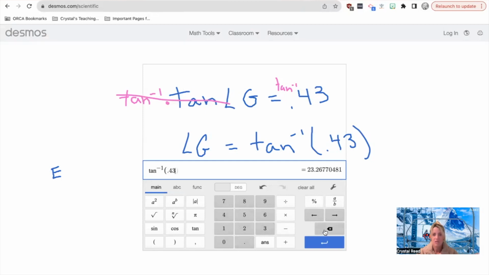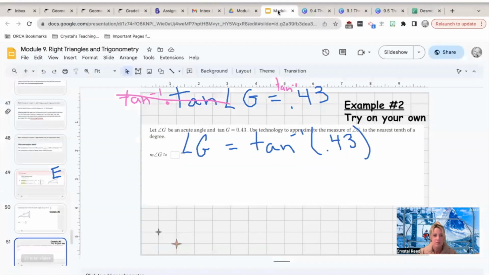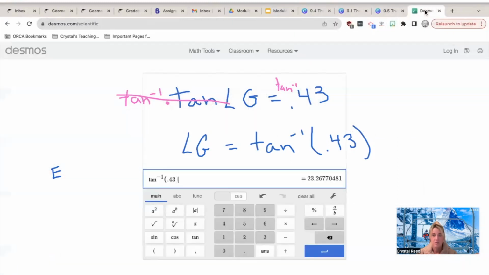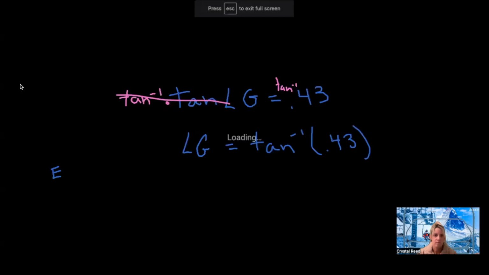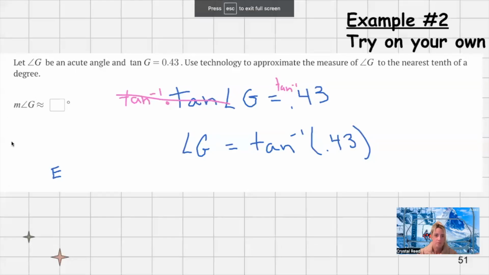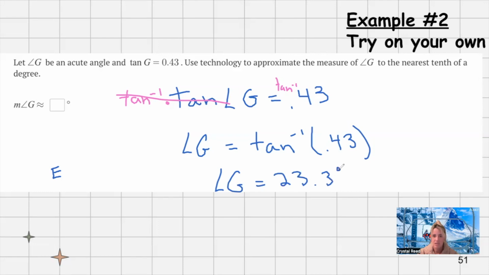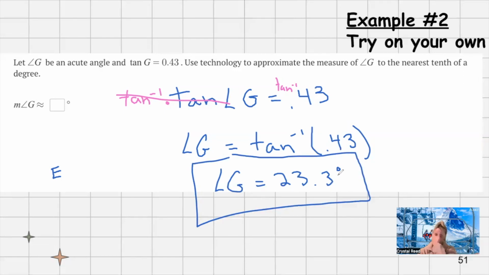That's our angle, 23.27. How many decimals did we want? To the nearest tenth. So 23.3. Angle G equals 23.3 degrees. Makes sense. It's an acute angle. If it was obtuse, it's not going to work. So make sure that you are double checking your answers to make sure they even make sense before moving on. All right, let's try another problem.